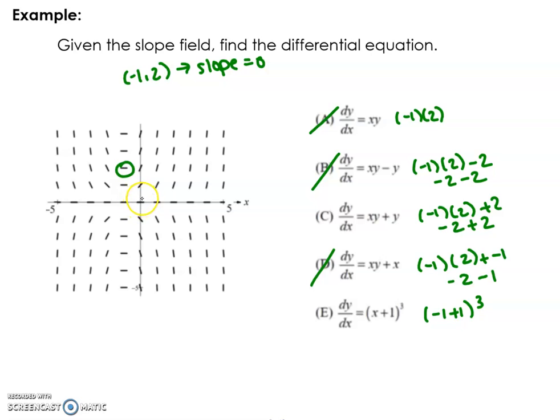Maybe I'll pick 1, 0. So if I pick 1, 0, and plug that into here, this is going to be 1 times 0 plus 0, which equals 0. If I plug it into here, 1 plus 1 is 2 cubed. That doesn't work. So our answer here is going to be C.